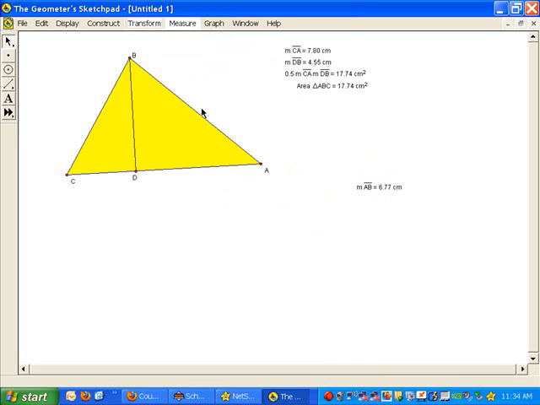In order to find the corresponding height to this, I need to construct a perpendicular through the opposite vertex. And then I can separate and find where that intersection is. So I highlight both of them, hit Control I. There's my intersection point. Okay, and I'm going to label this point E now.